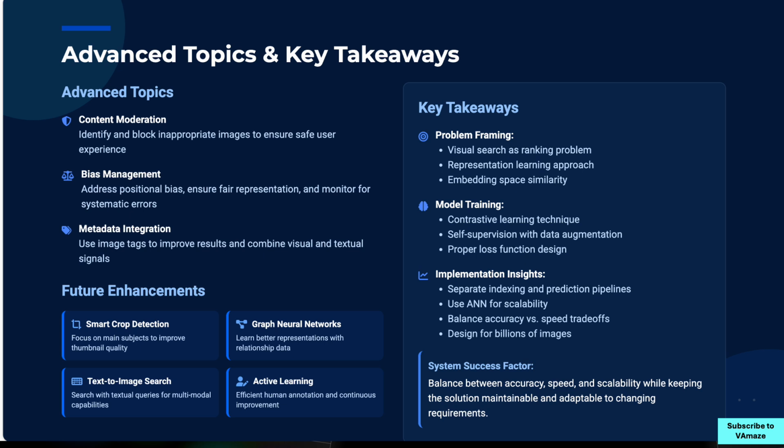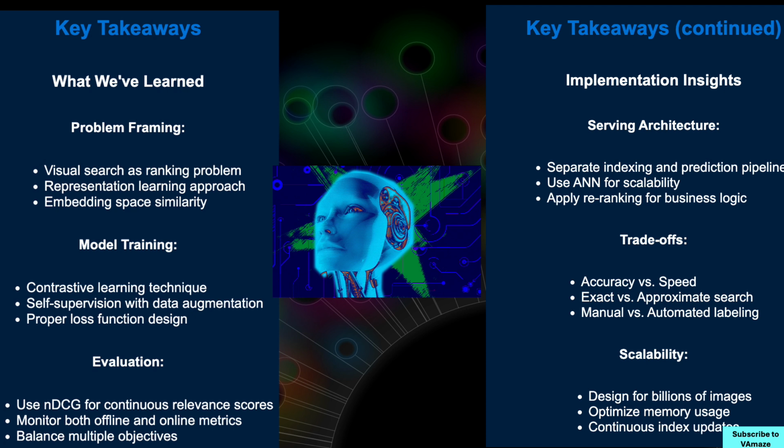Looking toward the future, we might want to support text-to-image search, where users can search with descriptions instead of images. This requires multimodal models that understand both vision and language. Finally, active learning and human-in-the-loop approaches can help us annotate data more efficiently, focusing human effort where it's most valuable for improving the model.